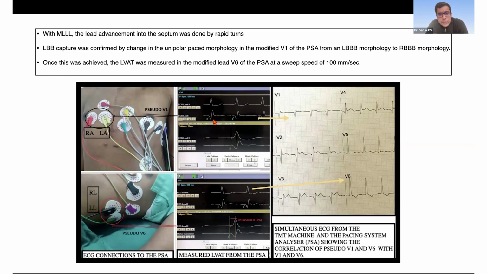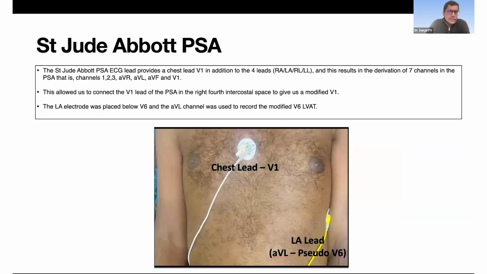This is the QR morphology, which corresponds to the QR which you get in the 12 lead ECG. And to measure the LVAT, we use lead 2, which is the left arm to the left lower limb to the right arm configuration. We used a sweep speed of 100 and then froze the screen to measure the left ventricular activation time.